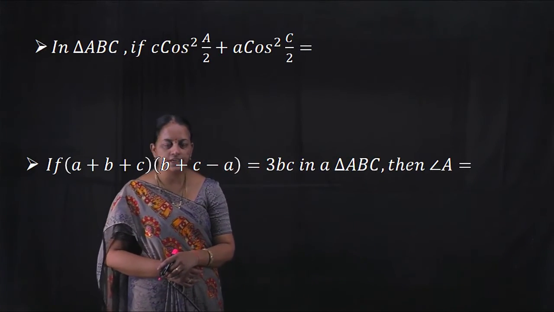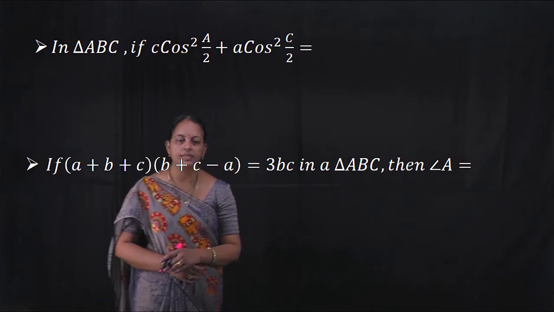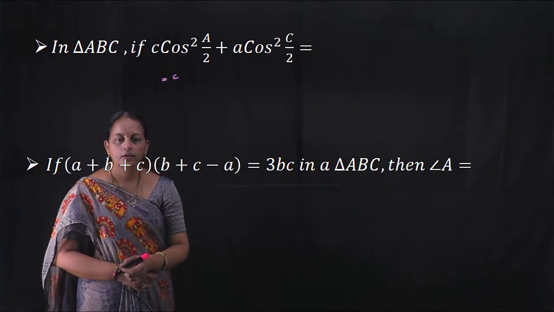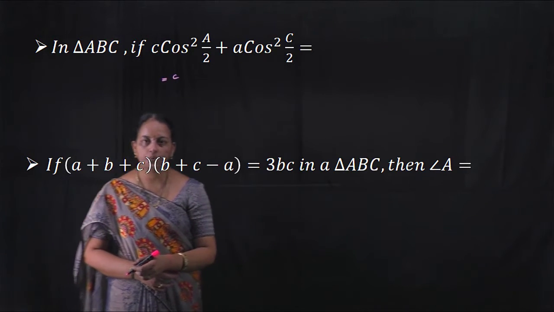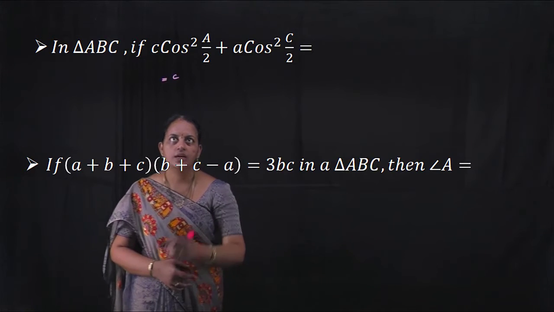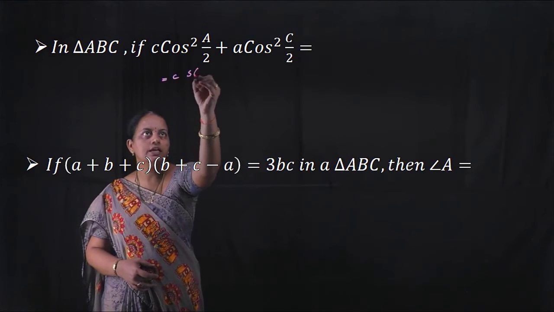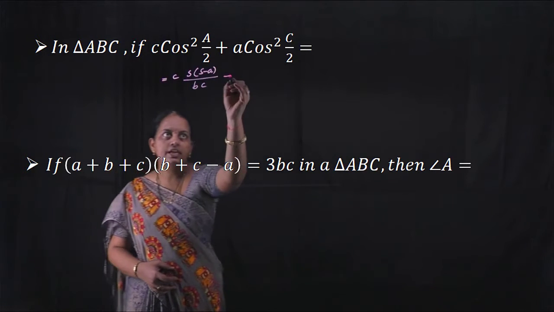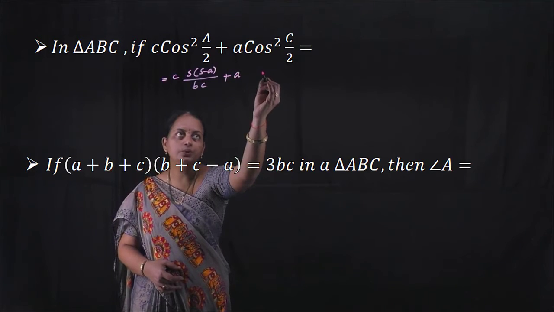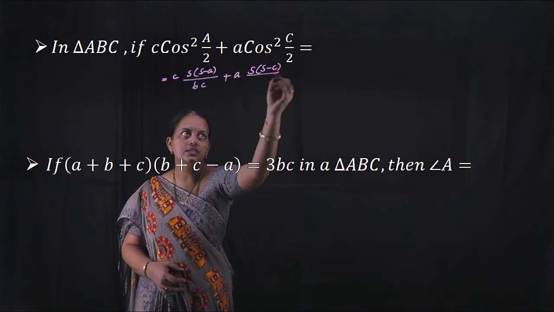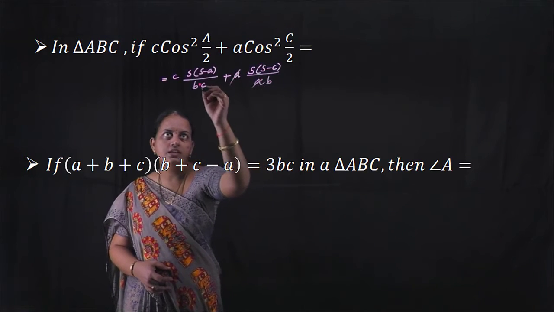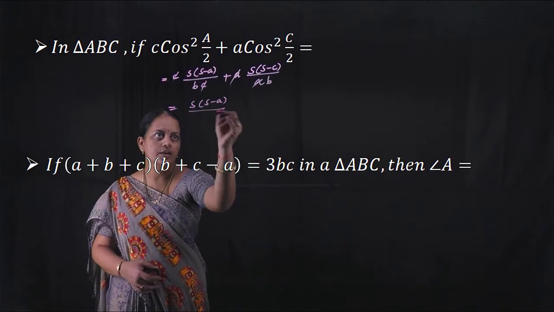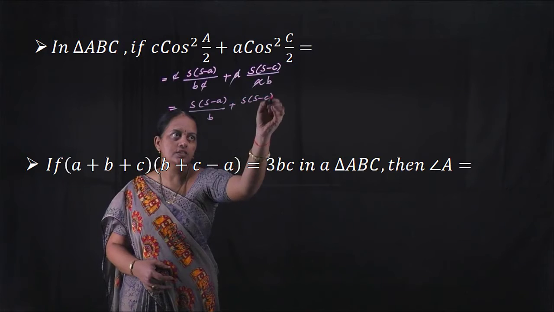Next question is, in triangle ABC, if c cos square A by 2 plus a cos square C by 2 is equal to what? We know that cos A by 2 means root over s(s minus a) by bc. Similarly, cos square A by 2 means s(s minus a) by bc, and a into cos square C by 2 means s(s minus c) by ab. Here a gets cancelled and here c gets cancelled, and the remaining part is s(s minus a) by b plus s(s minus c) by b.